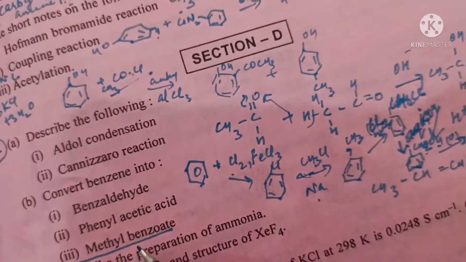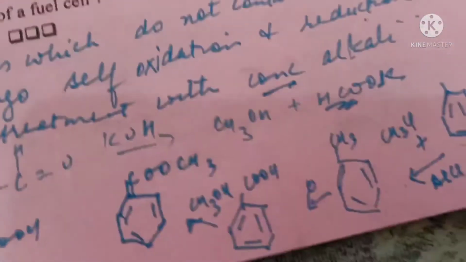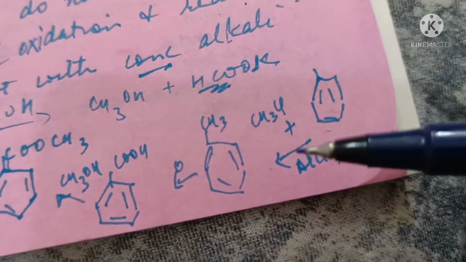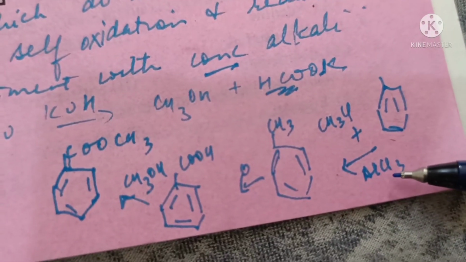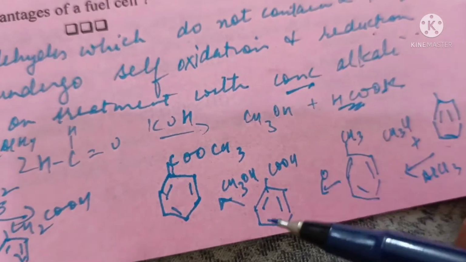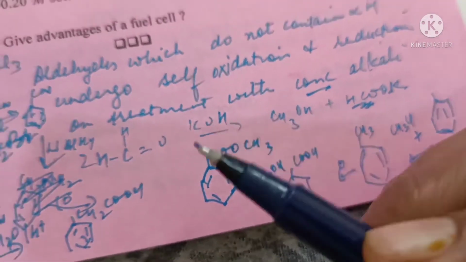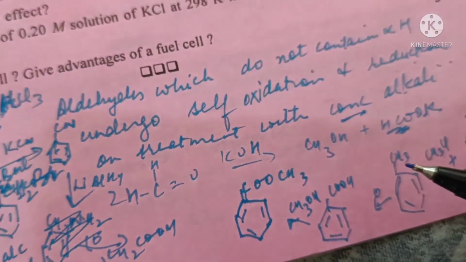Then to convert benzene to methyl benzoate, we treat benzene with methyl chloride in presence of anhydrous aluminium chloride to form toluene, which on oxidation forms benzoic acid. This on esterification will form methyl benzoate.